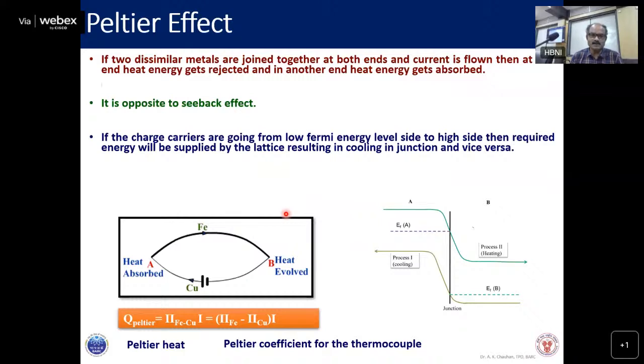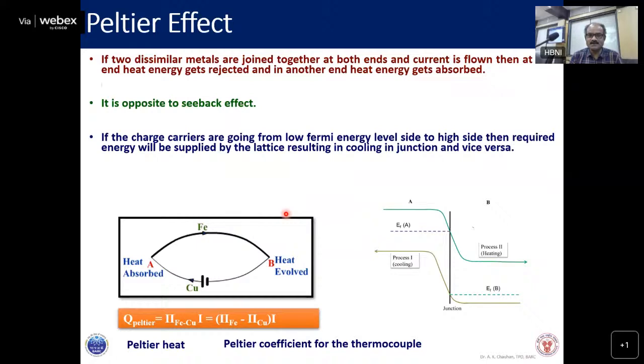So if two dissimilar materials are joined together at both ends and current is flown, then at one end the heat energy gets rejected, and at the other end the heat energy gets absorbed. So it is opposite to the Seebeck effect.